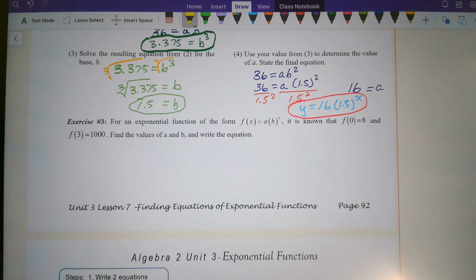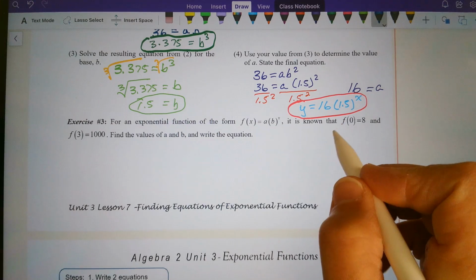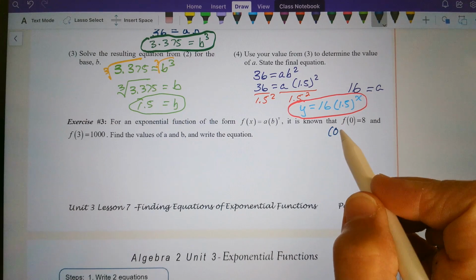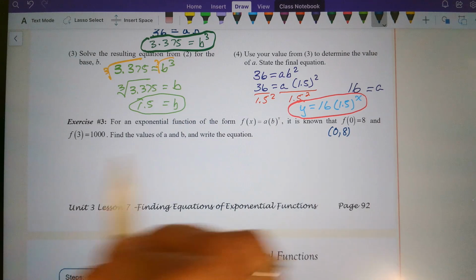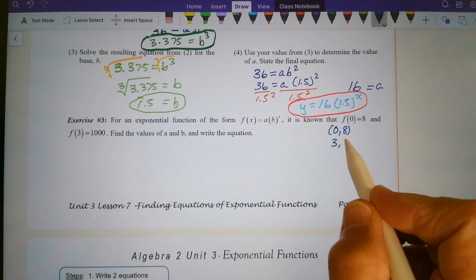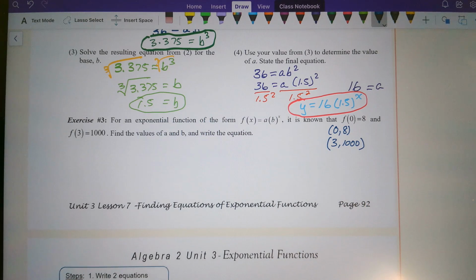Exercise number 3, for an exponential function of the form f of x equals ab to the x. It is known that f of 0 equals 8. Write that as a point. That's 0, 8. And f of 3 equals 1,000. That's the point 3, 1,000. Find the values of a and b and write the equation.